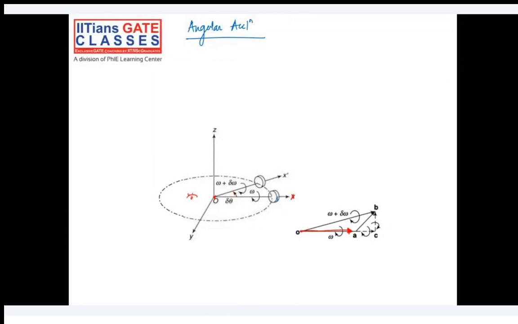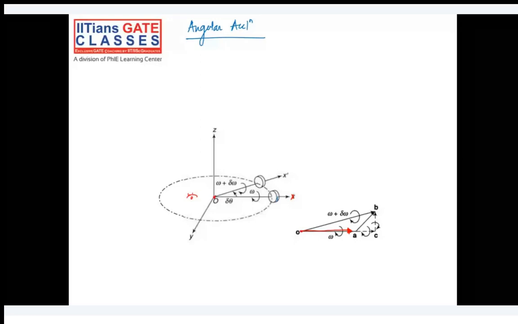Okay, OX dash will be the new axis of spinning. Let's say the magnitude of the angular velocity is changing, because that will be a more generalized case. It can remain the same or it can change. So we assume the more generalized case. Let's say the magnitude of the angular velocity is also changing, not just theta. Initially it was omega, now it is omega plus delta omega.